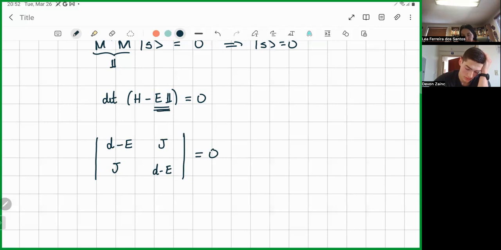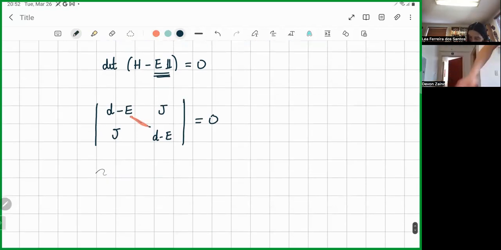What is the determinant of this matrix? It's very easy when it's 2 by 2. You just have to multiply this diagonal, okay? So you get (D minus E) squared. And now you multiply the other diagonal, but with a minus sign. So here, minus J squared over 0.